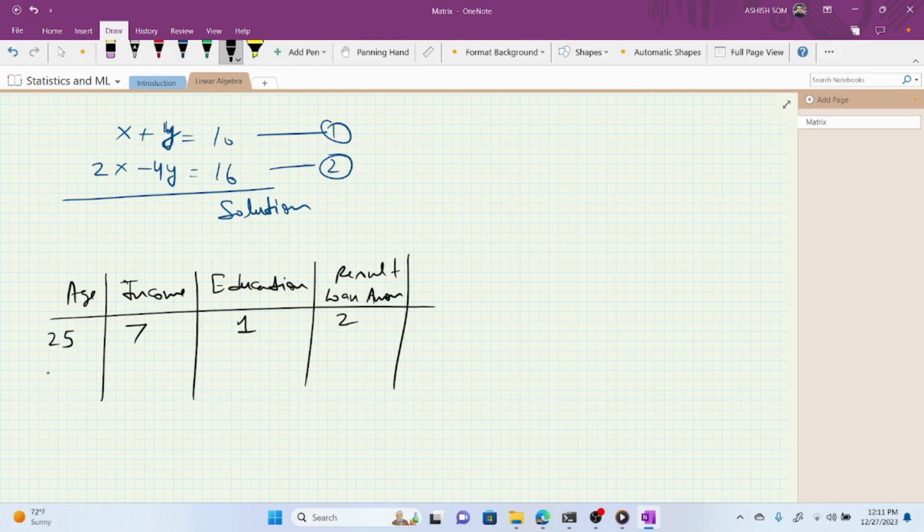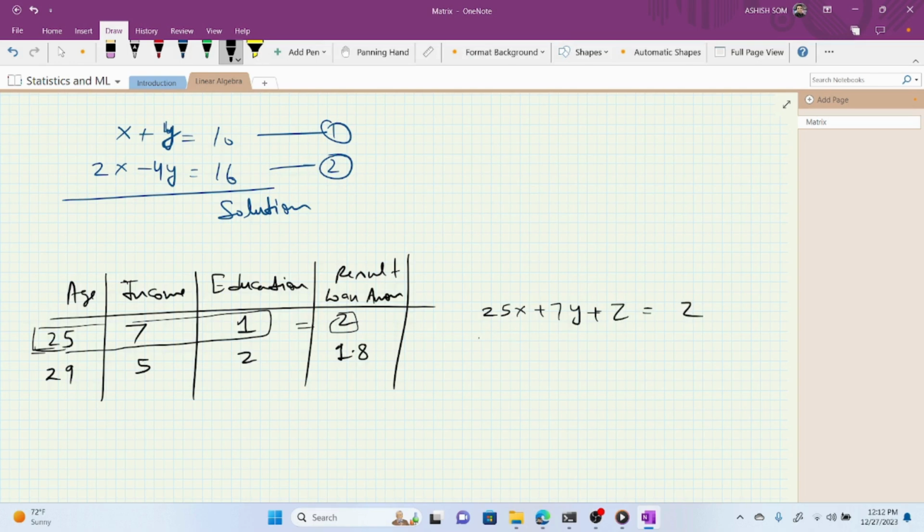Again, age is maybe 29, income is 5 LPA, education I am saying is 2, let's say he's a postgraduate, and he's eligible for 1.8 lakhs of loan. So this is nothing but x plus y plus z equal to some value: 25x plus 7y plus z equal to 2, then 29x plus 5y plus 2z equal to 1.8. This is equation 1 and equation 2.